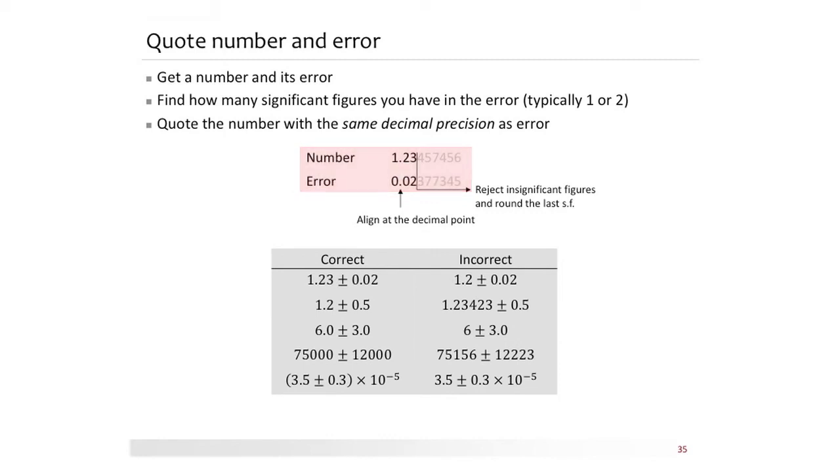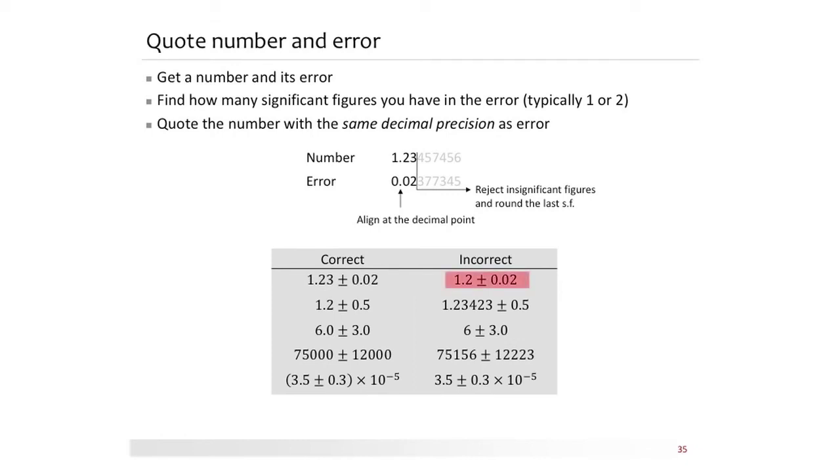This is what it looks like. So the actual number you calculate is 1.23 and all these little digits here, and this is the error. And then we found that the error has only one significant figure, so all this stuff is noise, it's just junk, so all that is left is 0.02. And now we align both number and error at the same decimal point, and in both cases we reject this numerical noise. And the final number is like this, 1.23 plus minus 0.02. And this is a correct way of quoting a number and its error.